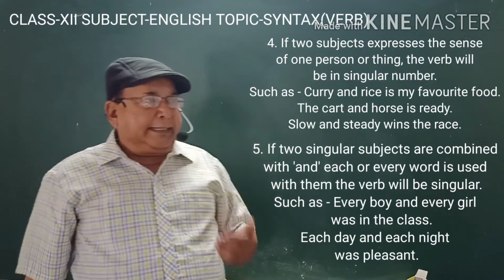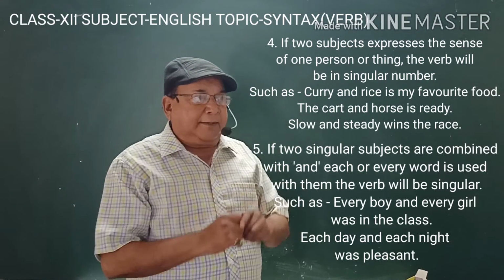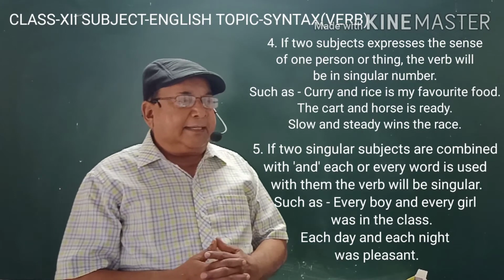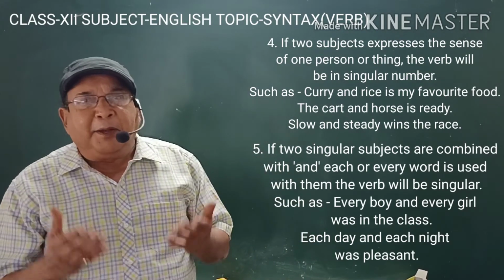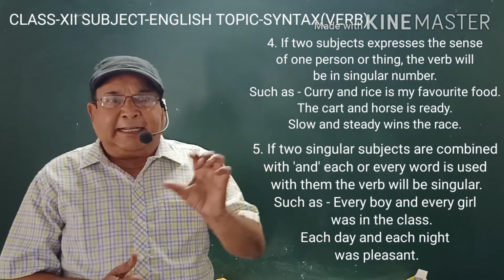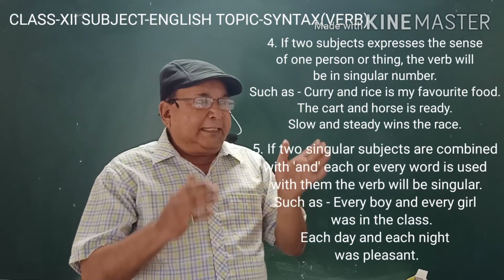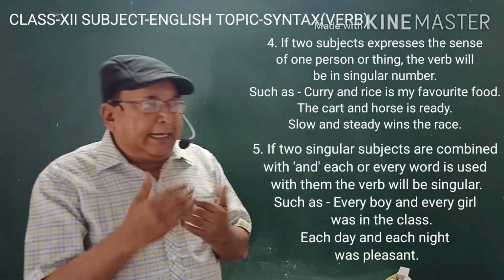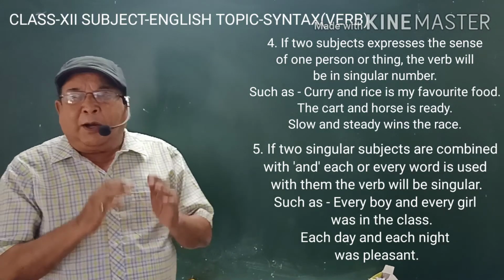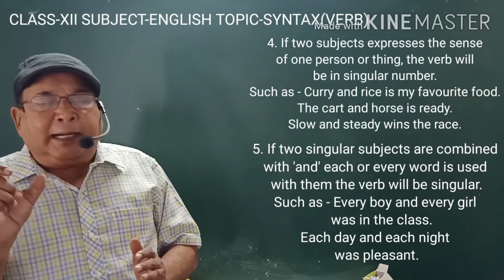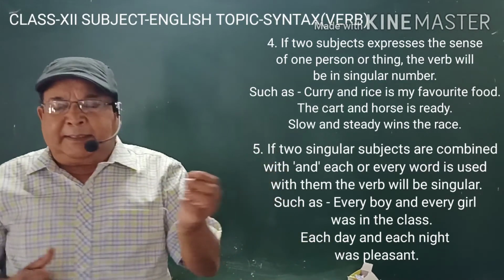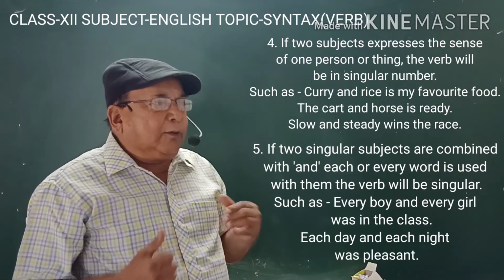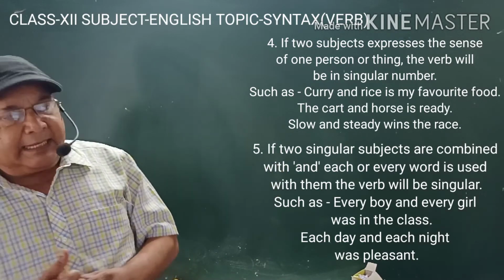Another point is that if two subjects express the sense of one person or one thing, the verb will be in singular number, such as curry and rice is my favorite food. In this sentence, curry and rice are expressing one subject in singular form. Another example, the cart and horse is ready. Horse and cart is for one particular subject. And another example, an old saying, slow and steady wins the race. Slow and steady have been used for a singular subject. So that's why the singular verb wins has been used.